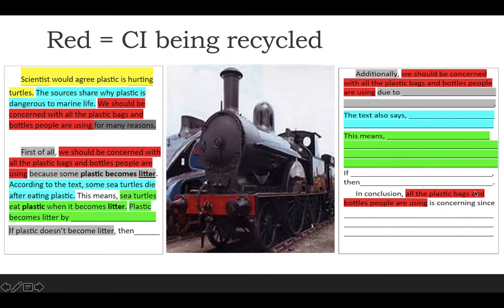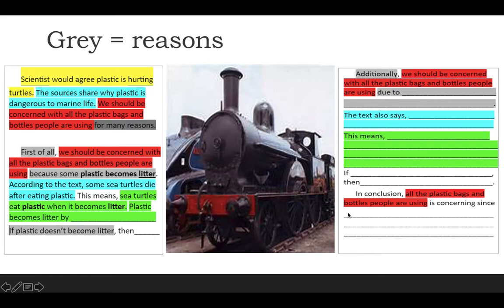So I said all the plastic bags and bottles people are using is concerning since, and then I would need to pretty much share two reasons. Remember, your gray are your reasons. Reason one would be here. Reason two is right here. And when I share my reasons, I'm actually going to do them in the same order as the writing. So I'm going to share this reason first and then the second reason. So I'm reusing those reasons again down here in my conclusion.